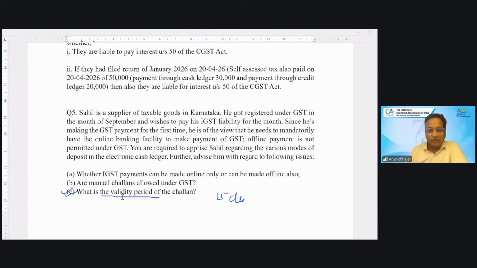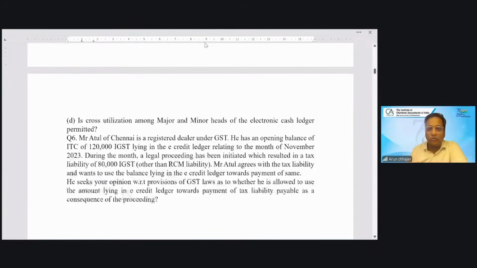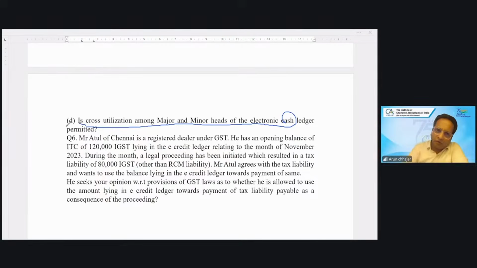Last question of this chapter, and then we will move on. Okay. One more part. Is cross utilization among the major and minor head of the electronic cash ledger permitted? क्या इलेक्ट्रॉनिक कैश लेजर का मेजर माइनर हेड में परमिटेड है क्या?